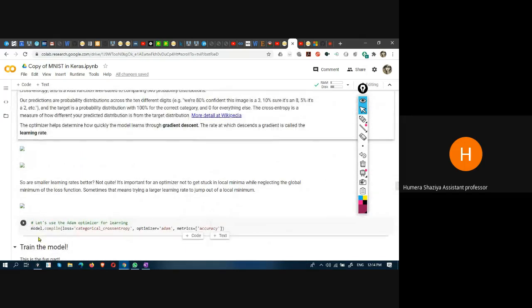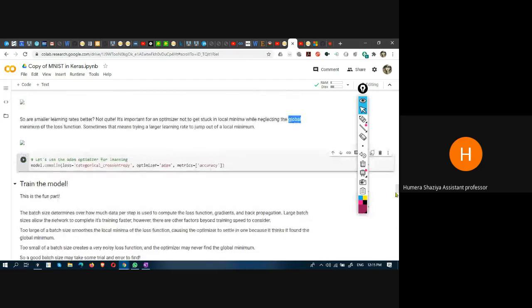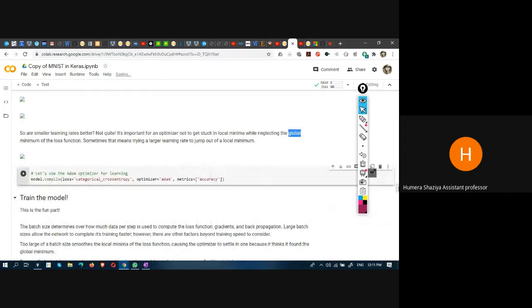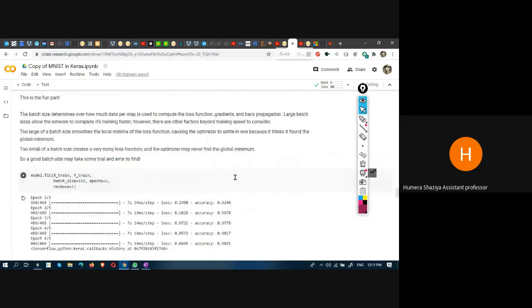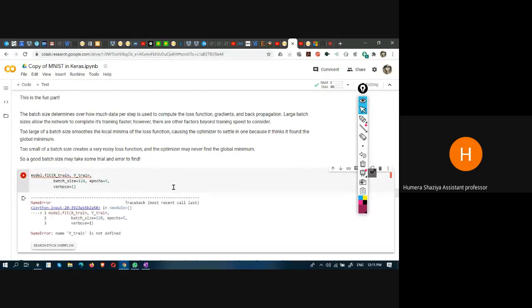Here this one, model dot compile. You are using cross entropy loss. I will explain optimizer Adam, metrics accuracy. I will explain both the things, optimizer and cross entropy. And compiling is over. After compiling, you have to train.